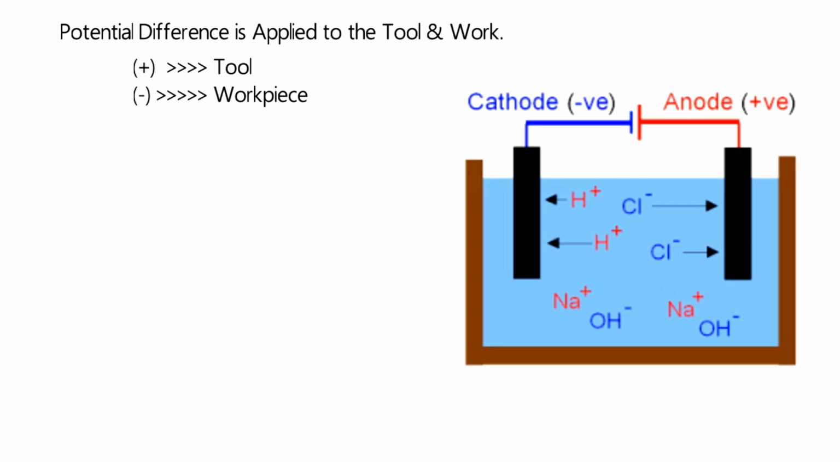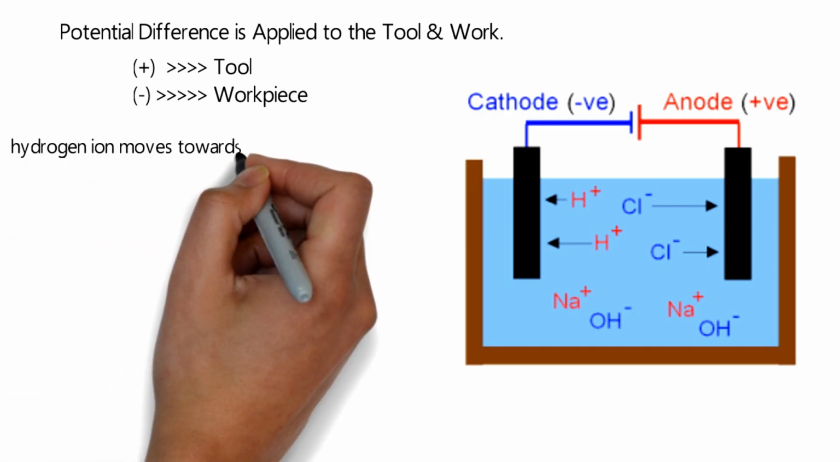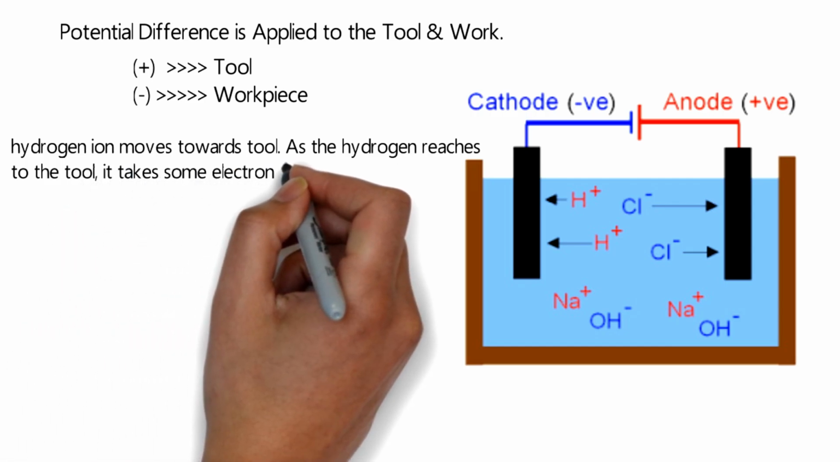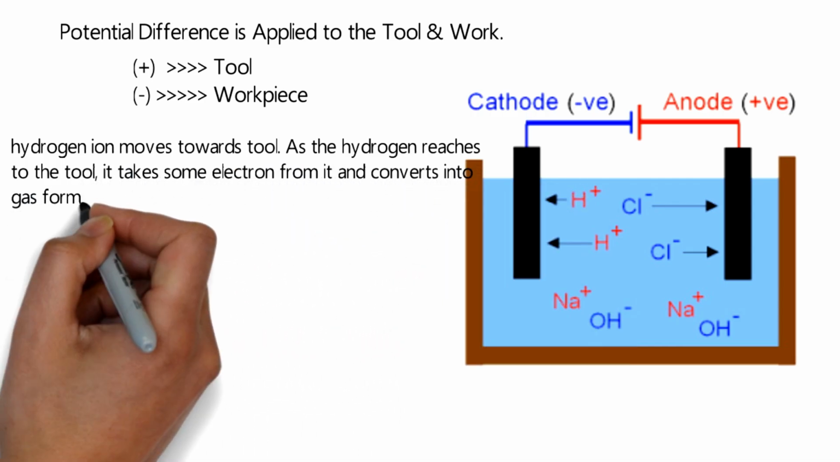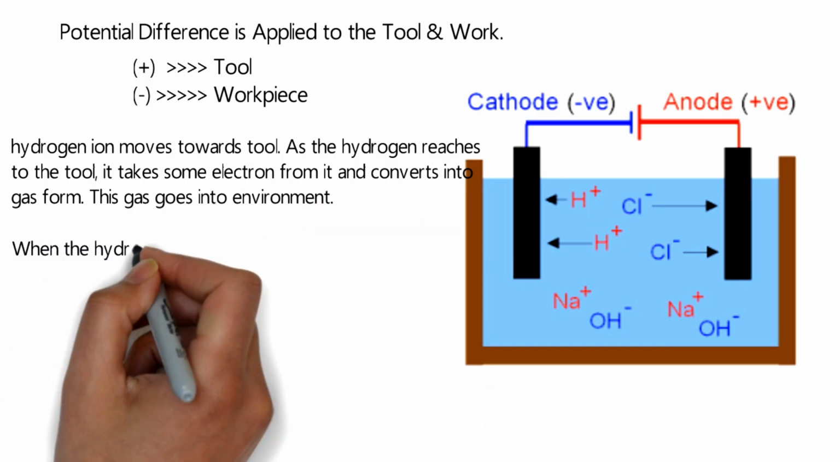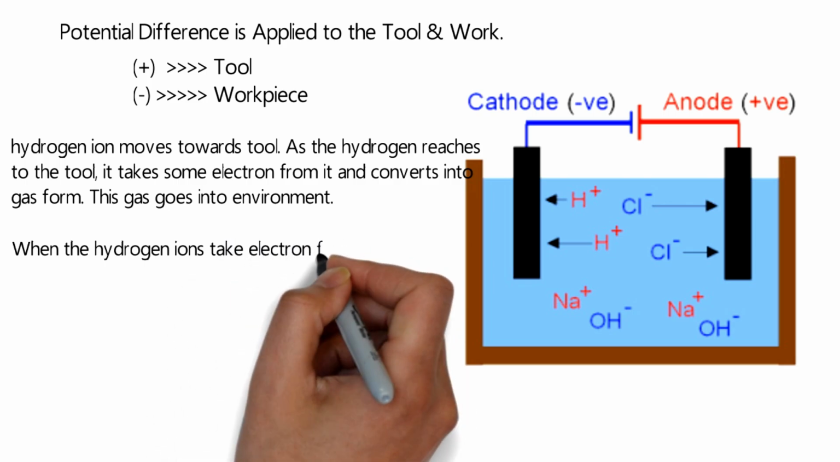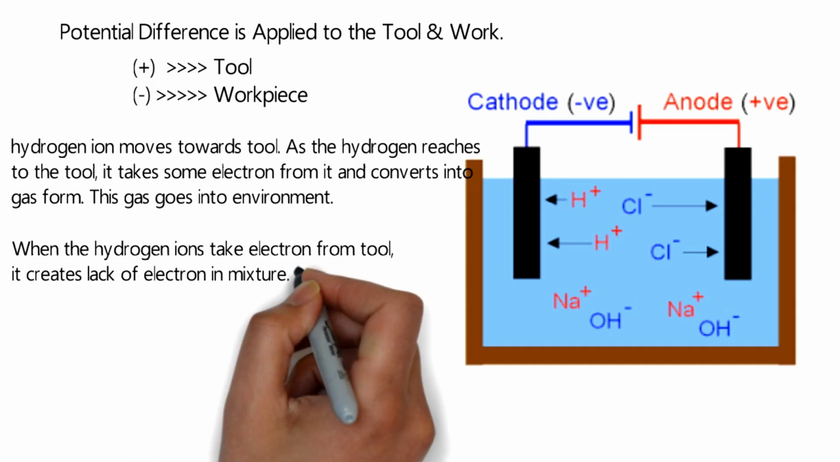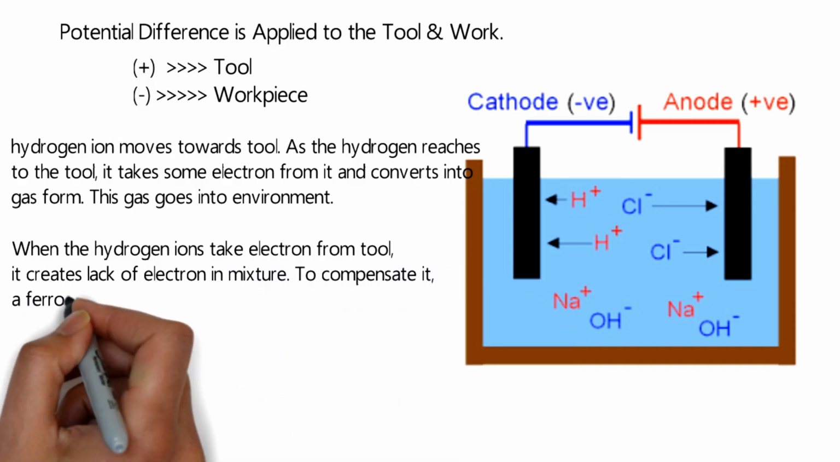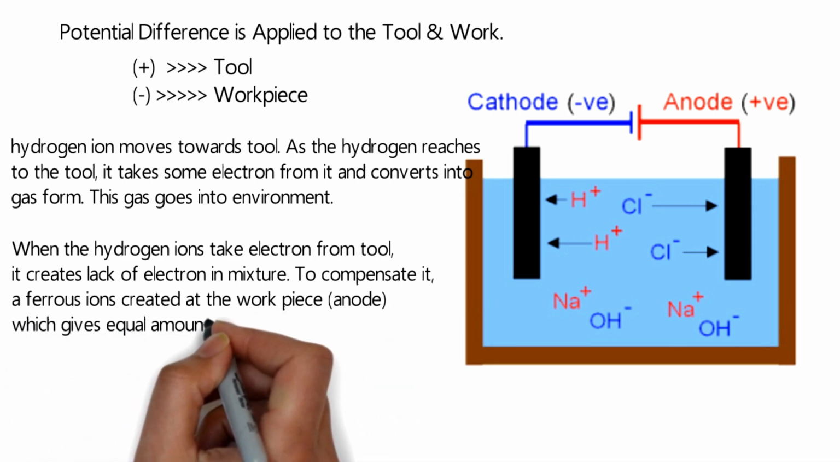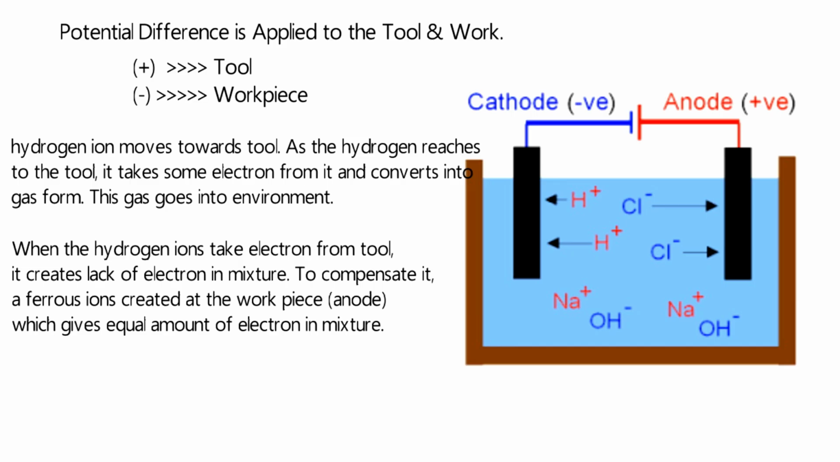We can see in this image as well the movement of the ions, from positive to negative. The hydrogen ion moves towards the tool, and when it reaches the tool, it takes some electrons from it to convert into gas, and this gas goes into the environment. When the hydrogen ion takes electrons from the tool, it creates a lack of electrons in the mixture, or we can call it the electrolyte. To compensate for that lack of electrons, the ferrous ion created at the workpiece, that is the anode, gives an equal amount of electrons in the mixture.